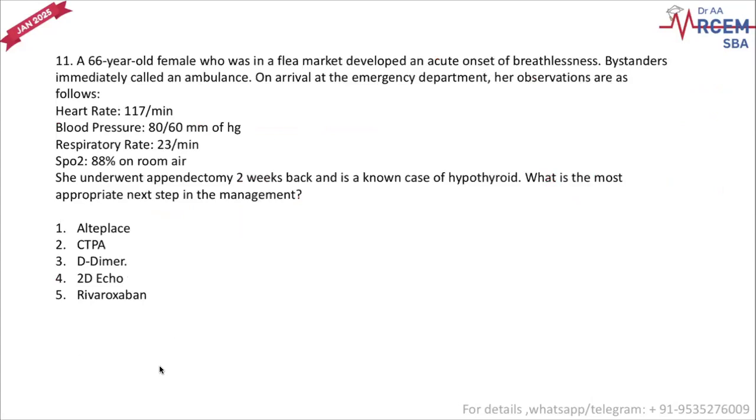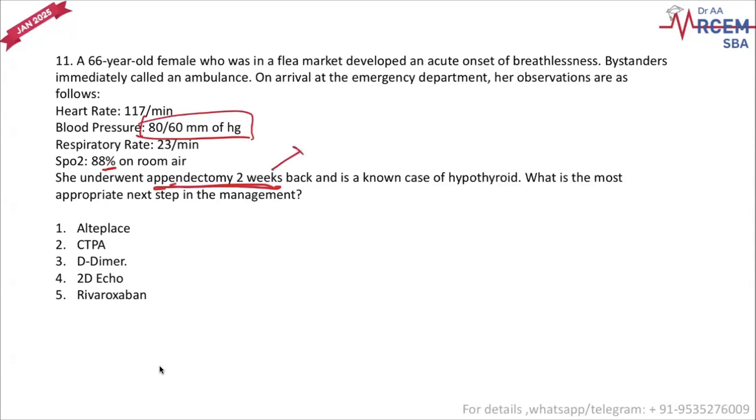A 66 year old female who was at a flea market developed an acute onset of breathlessness. A bystander immediately called an ambulance. On arrival to the ED, her observations are as follows. The important thing is low blood pressure, systolic blood pressure being less than 90, and hypoxia. She underwent appendectomy 2 weeks back and is a known case of hypothyroidism. So immobilization history is there. What is the most appropriate next step in the management?